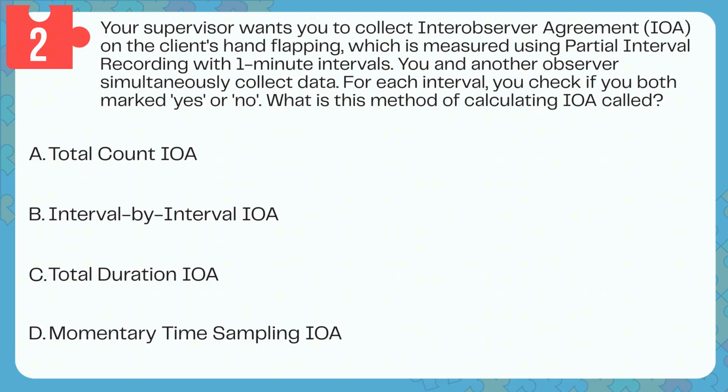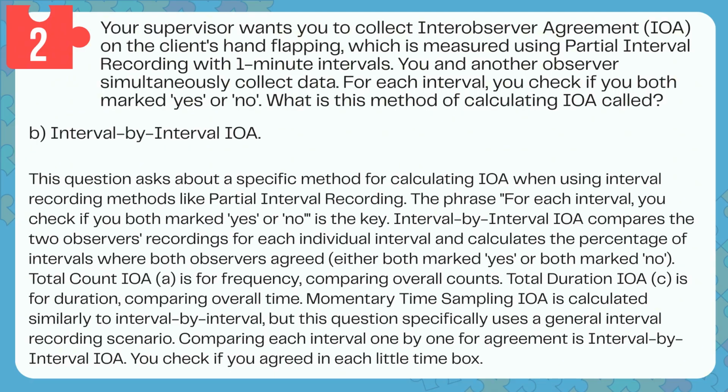A. Total count IOA. B. Interval by interval IOA. C. Total duration IOA. D. Momentary time sampling IOA. Answer: B. Interval by interval IOA.